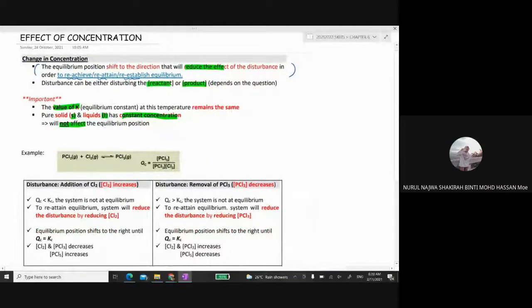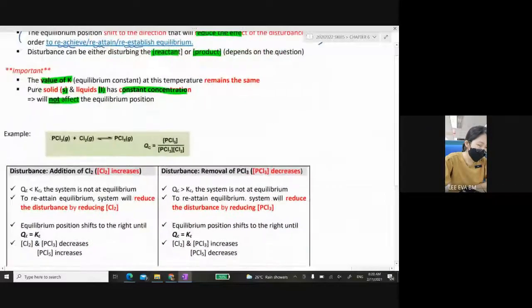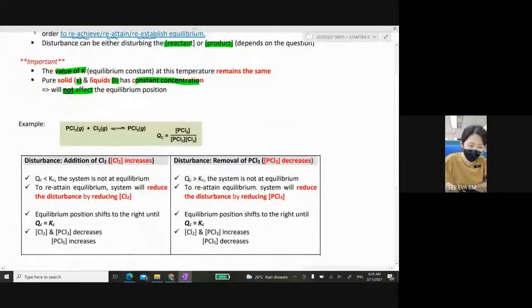Yes. Okay, so let's look at this example. PCl3 gas and Cl2 gas are reactants, and then it is in equilibrium with PCl5 as the product. And for your Qc expression, also given la, product over reactant. So let's say the first disturbance, if I add Cl2, you're adding more reactant at this point. So that means the concentration of our Cl2 will increase.